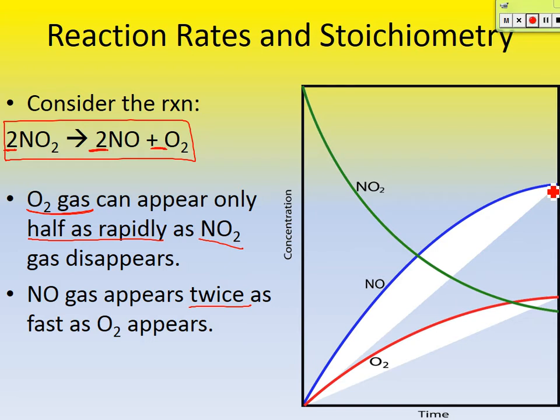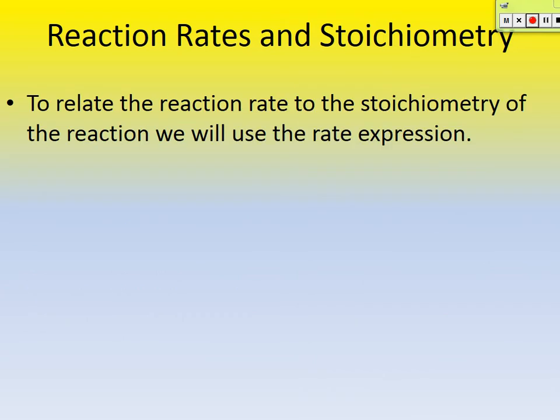So that's kind of what we're going to talk about today, and we're going to go through and figure out how to determine how much faster one product might form compared to another product, and actually put some numbers to it and quantify it today. Okay, so be following along in your notes. There's something to write down here. It says to relate the reaction rate to the stoichiometry of the reaction, we will use the rate expression. So that's what I'm going to talk about for the rest of the day, is rate expression. It's simply a way to relate reaction rate to the stoichiometry.